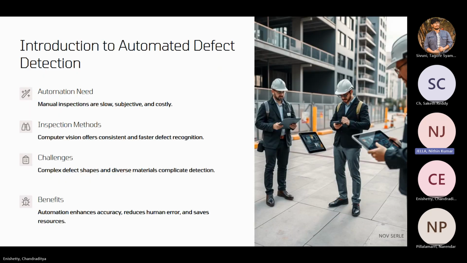Yes. Introduction to automated defect detection. Automation is needed. Manual inspections are slow, subjective, and costly. Computer vision offers consistent and fast defect recognition. What are the challenges? Complex defect shapes and varied materials complicate detection. What are the benefits? Automation enhances accuracy, reduces human errors, and saves resources.